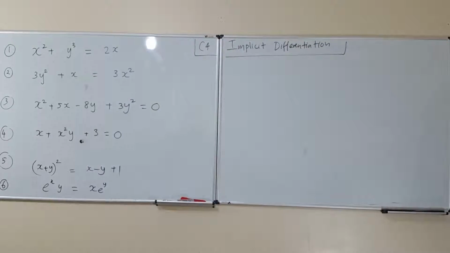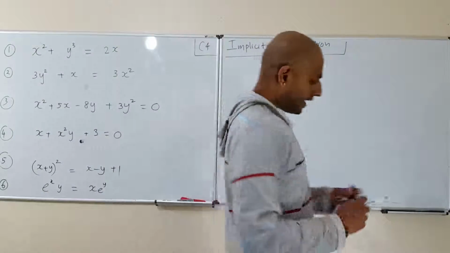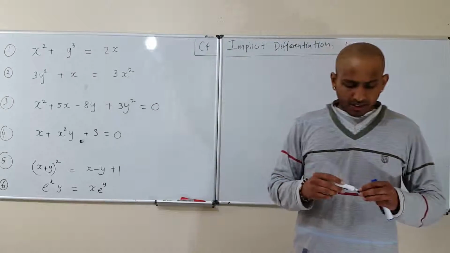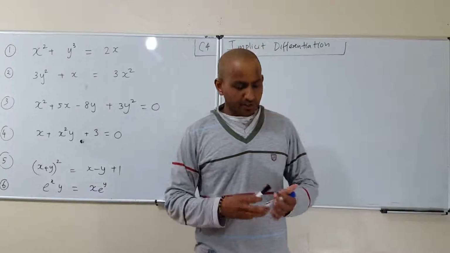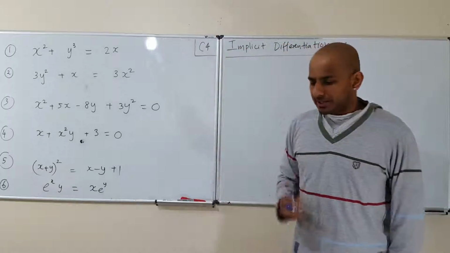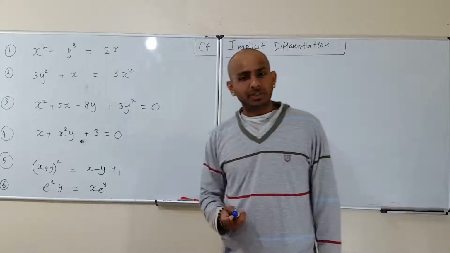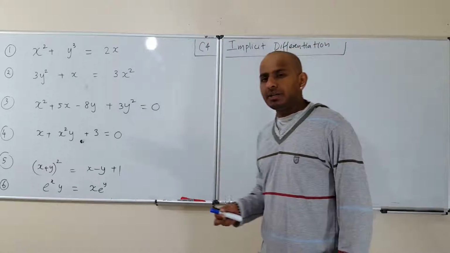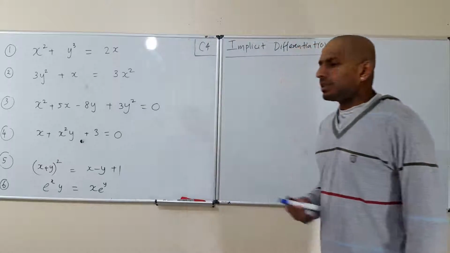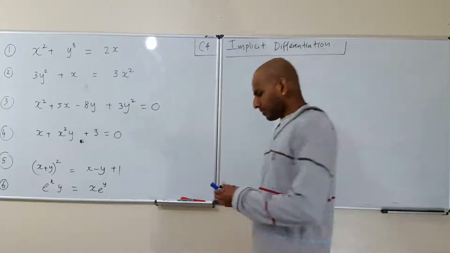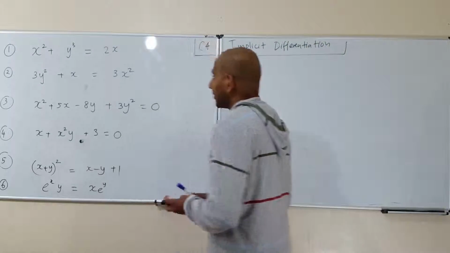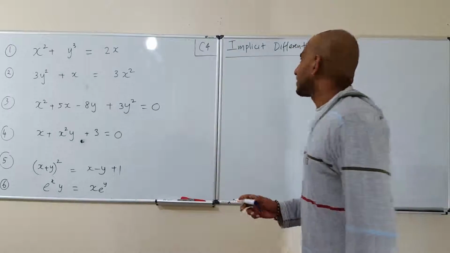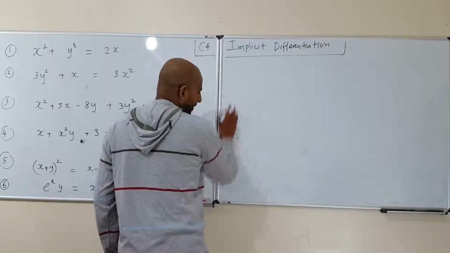Okay, right. So let's try to understand a bit of implicit differentiation of implicit functions, if not implicit expressions. There are 6 questions. I'm going to explain to you how to differentiate each one. So let's start with the first one. It says x squared plus y cubed equals 2x. So let's do it then.